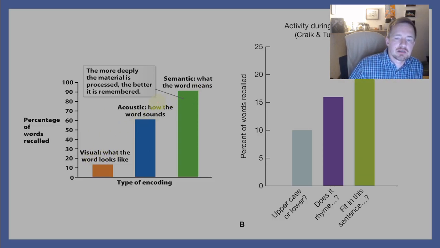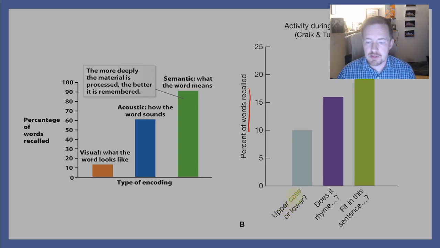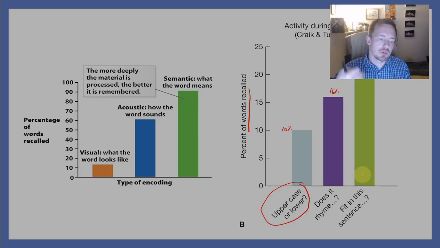So you can see the data here, the percentage of words recalled, and these basically show the exact same kind of information. What you find here is that when people are asked to think about the visuals of these words, they only remember about 10% of those words. Whenever they are asked about whether it rhymes, they only get about 16%. And then whenever they are asked if it fits in a sentence, then we get about 24%. Huge difference, right?